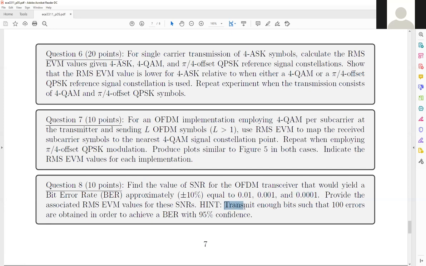All right, and there's a trick. You don't want to transmit data bits until you get one bit error. Statistically that is not reliable. There's a rule of thumb that you can derive: you need 100 errors to be 95% confident about the error rate. So you would need to run your OFDM transmitter until your receiver has accrued a 0.01 bit error rate. That means you have to have 100 errors, and so that's approximately 100,000 bits you need to transmit, and then 1,000,000 bits, and then 10 million bits in order to have 95% confidence of 100 errors, okay?